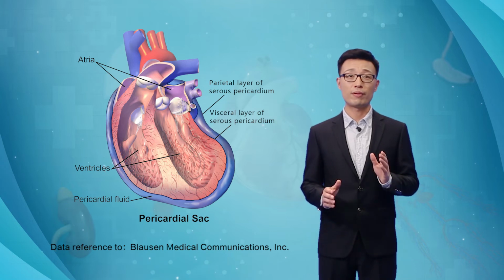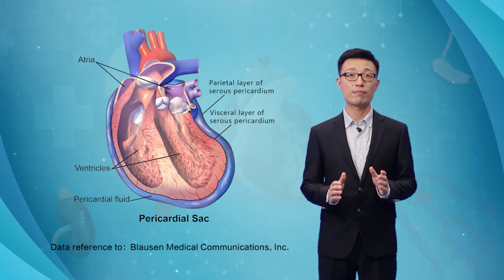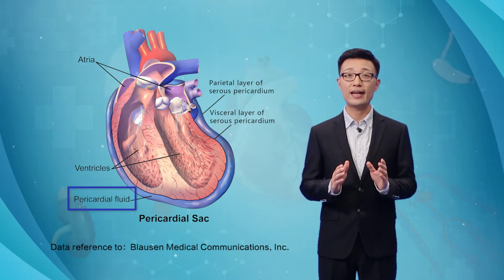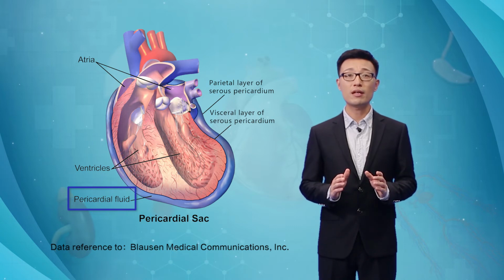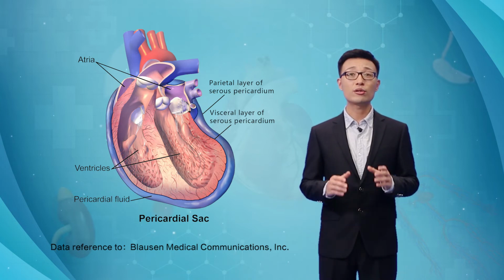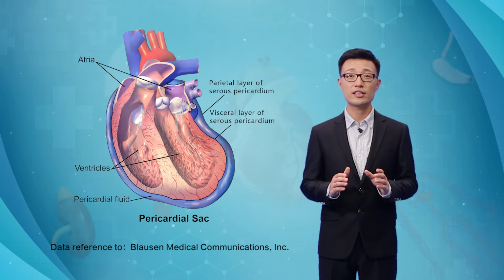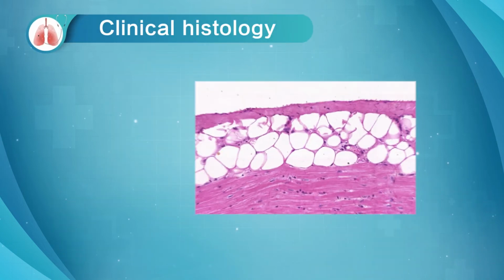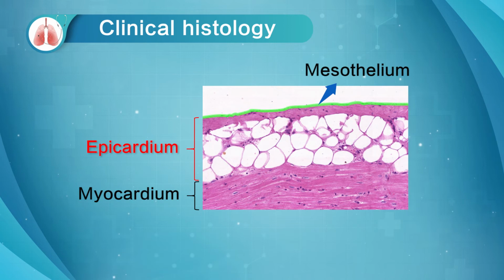The space between the parietal and the visceral layer is the pericardial cavity, containing a thin film of lubricating fluid, which serves to minimize friction during cardiac movements. The parietal layer of serous pericardium is continuous with the fibrous pericardium, and there is no space between them. Now, let's see the visceral layer of serous pericardium. As you see in this figure, it is actually the outermost layer of the heart wall, namely the epicardium.